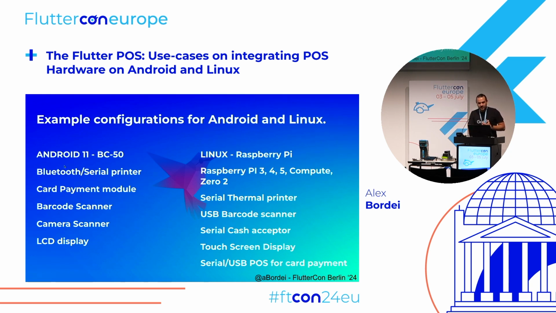So this is having a serial printer inside, not a Bluetooth one, a card payment module, a barcode scanner. You can see, you can power it up from here. Let's see. Hopefully. See? A camera, you can scan also QR codes, and an LCD display if you want to see how many bananas you want to buy.